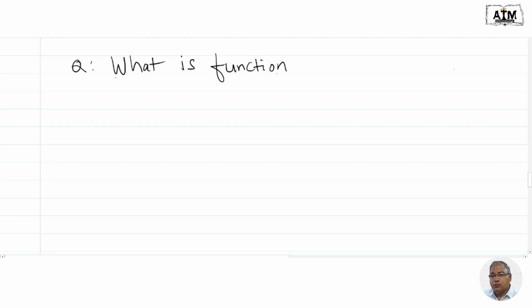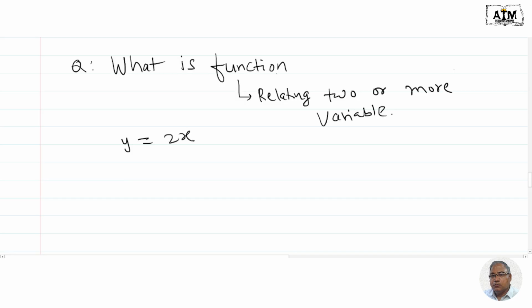So we have a question. What is a function? A function is nothing but relating two or more variables. To understand in easy language, suppose y equals 2x, which implies y is double of x. If x equals 1, then y equals 2. So there is a relationship. It is relating two variables, x and y. So a function relates two or more variables.